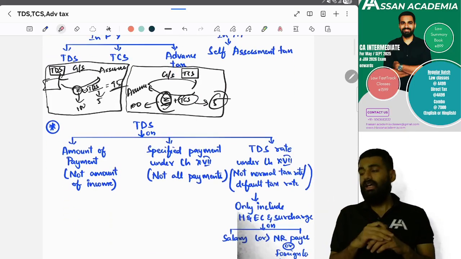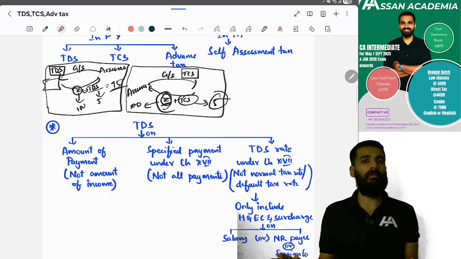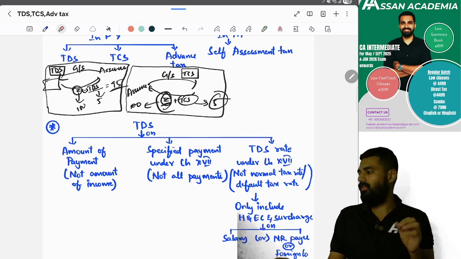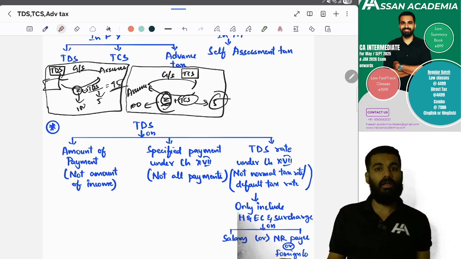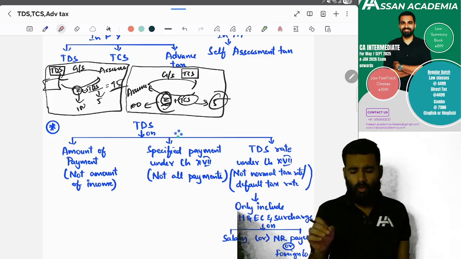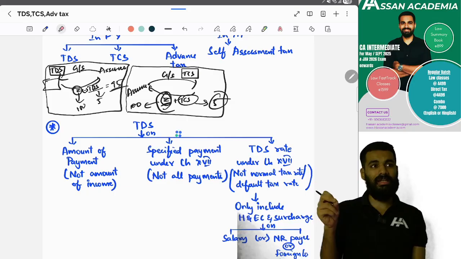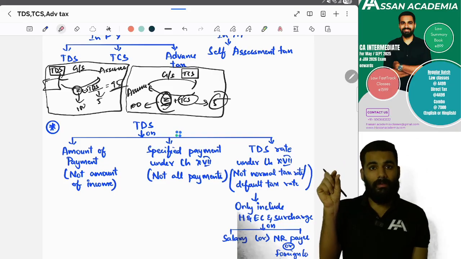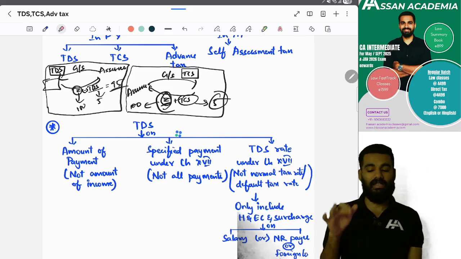So is this TDS applicable for every payment? No. TDS is applicable only for specified payments which are specified in Chapter 18. And is there a particular tax rate? Yes. For each particular payment, there is a TDS rate mentioned.